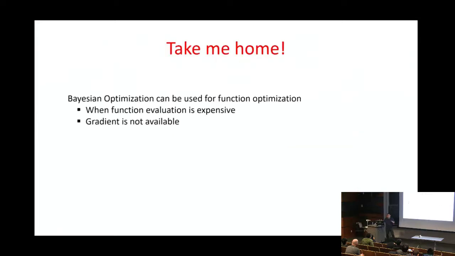Okay, so the take-home message here is that we have Bayesian optimization methods. We discussed two. One is Thompson sampling, and the other is Bayesian optimization with uncertainty intervals. They can be used to optimize functions when function evaluations are expensive, and they don't use gradient information. Questions about this?